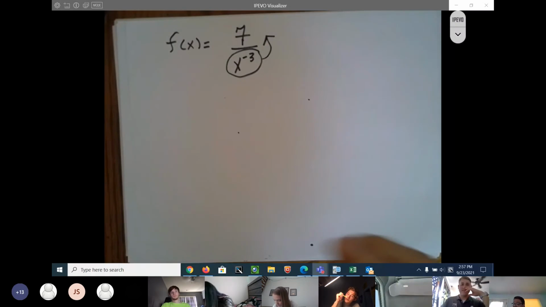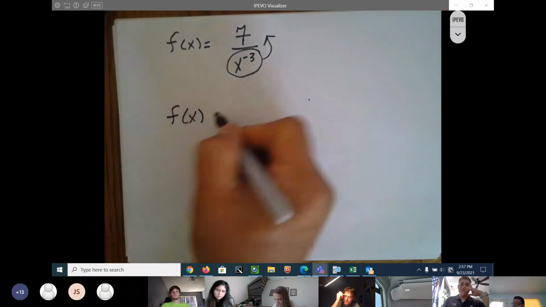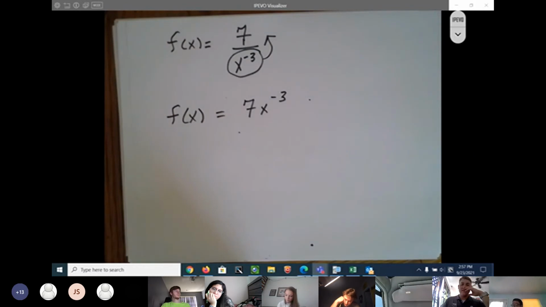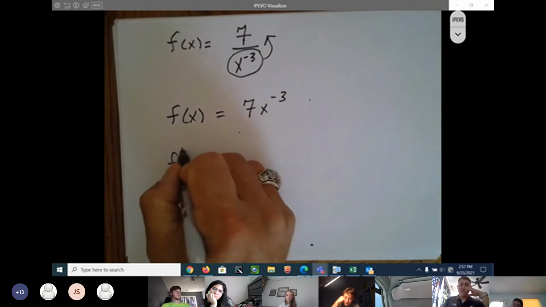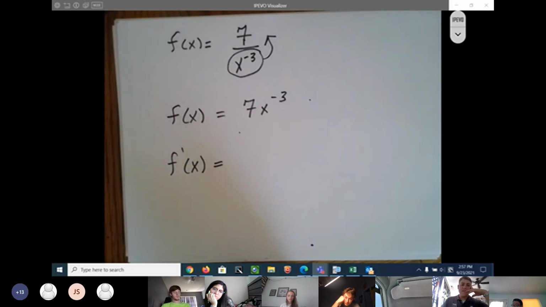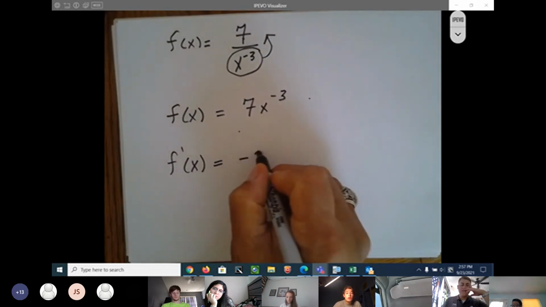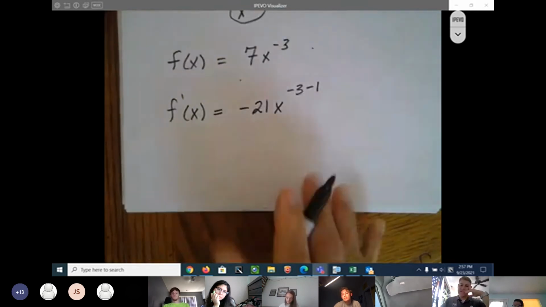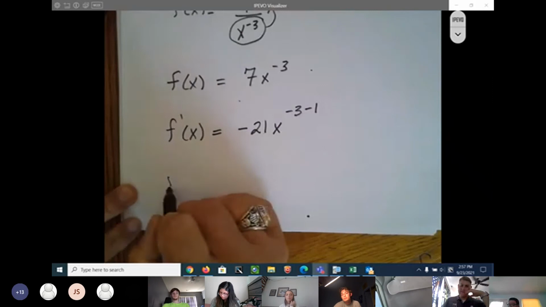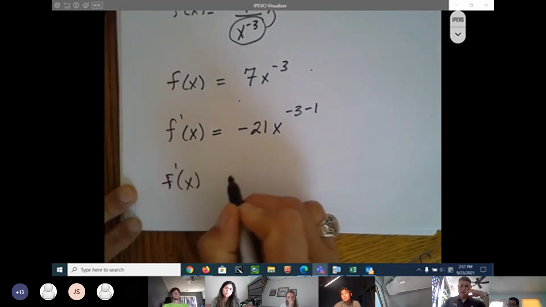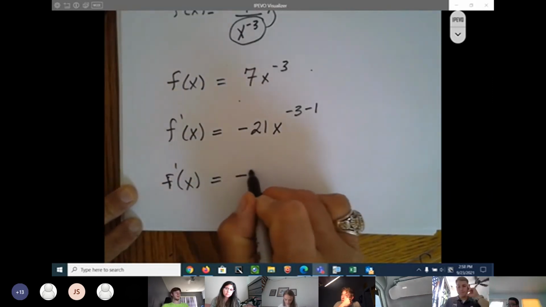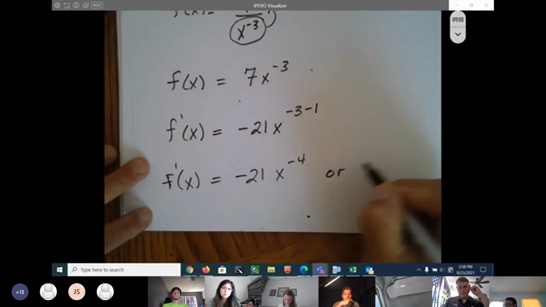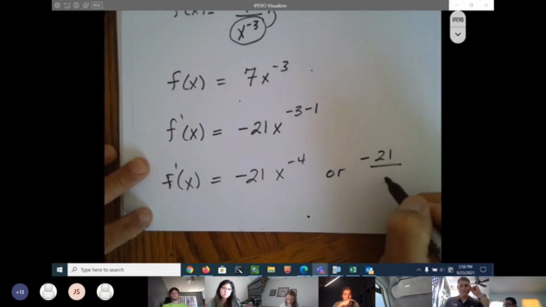All right, so f of x is equal to 7x to the negative 3. Give me the derivative of that. F prime of x is equal to negative 21x to the negative 3 minus 1. F prime of x is equal to negative 21x to the negative 4, or negative 21 over x to the 4th power.